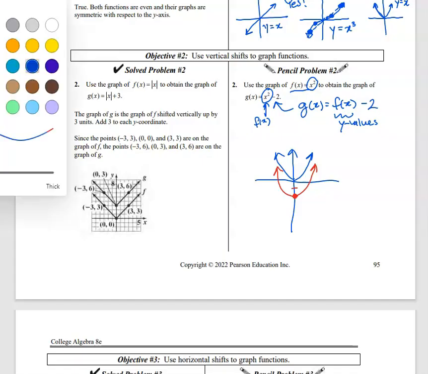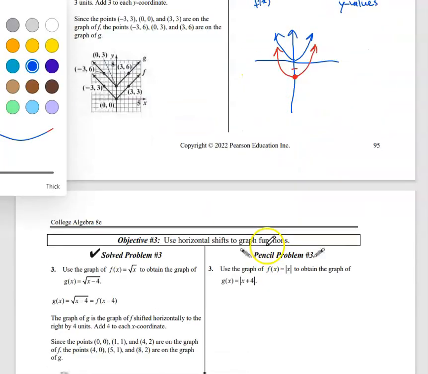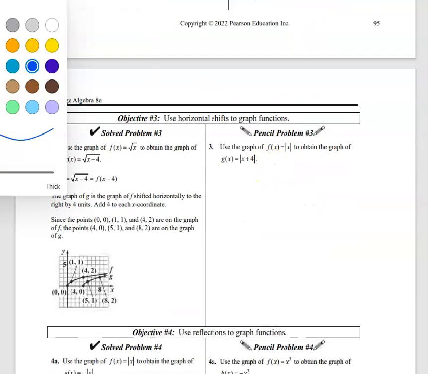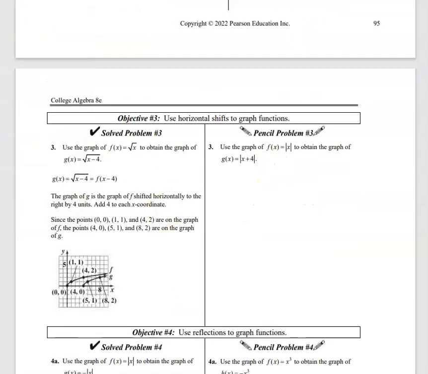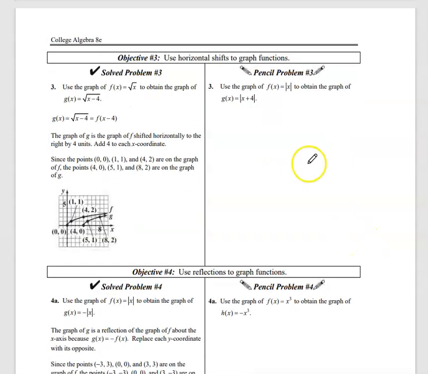And then we have the horizontal type of translations. These are also pretty straightforward. But notice here, the function itself, absolute value of x, that's sitting there, that's the f of x. Here there's something going on inside of the f of x function. It's not a plus 4 on the outside. If we had absolute value of x plus 4, this would be a shift up by 4, up 4.